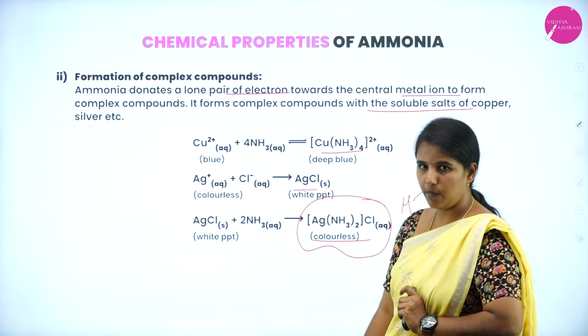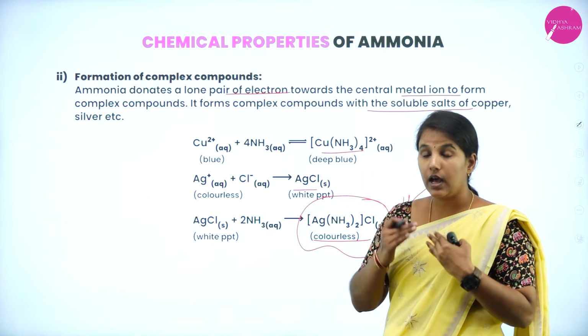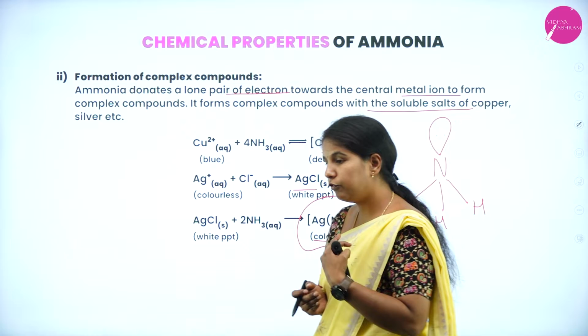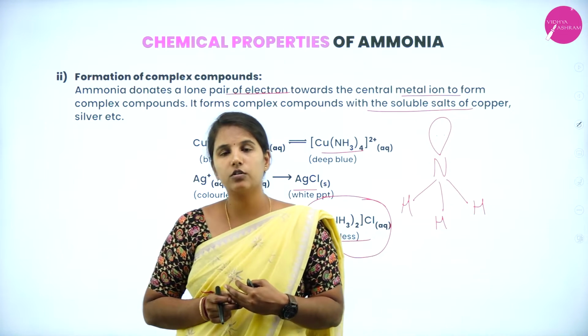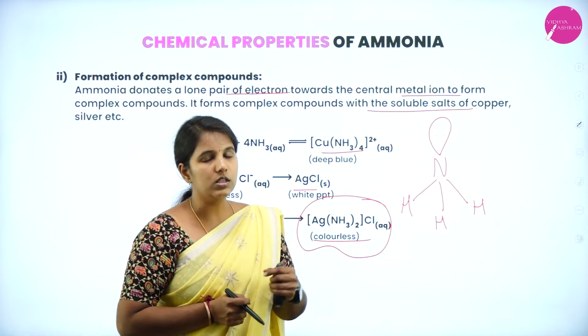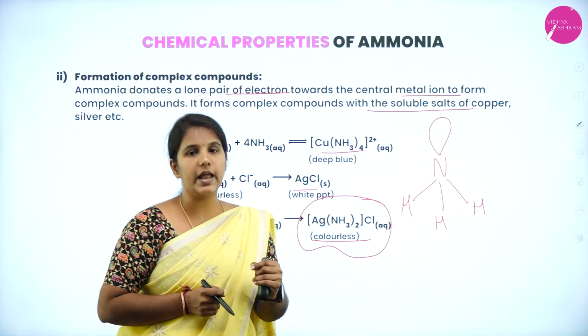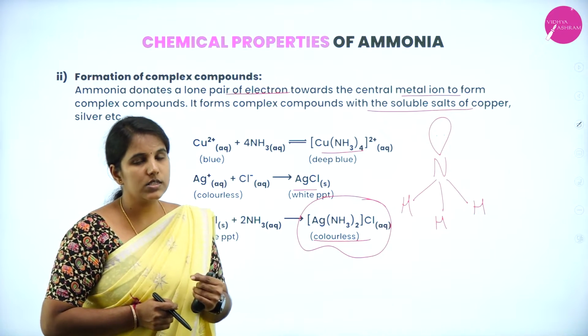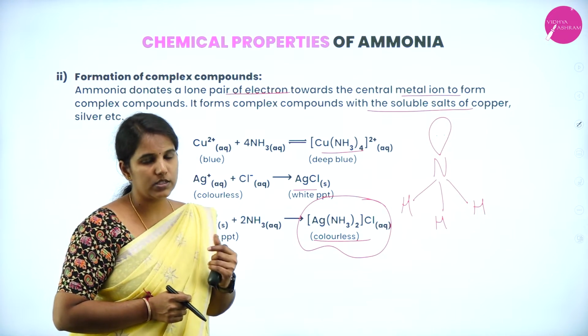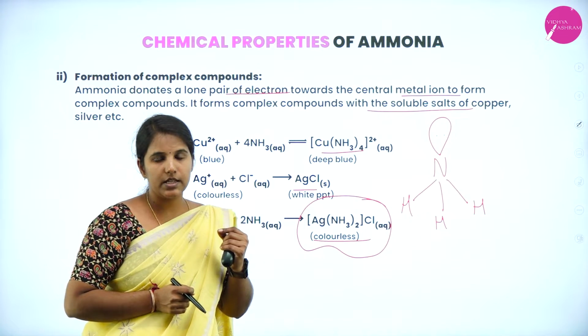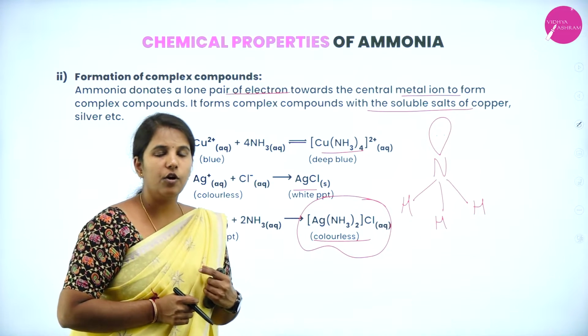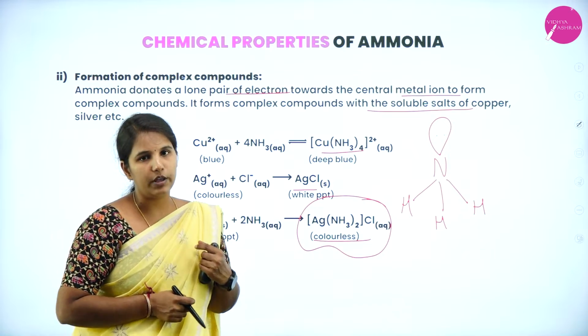This indicates that in ammonia, even though it consists of 4 electron pairs, only the lone pair of electrons is available from the nitrogen atom. Thereby, it allows the nitrogen atom to form a complex compound. Thereby, it indicates that the nitrogen atom in ammonia can easily form complex compounds.